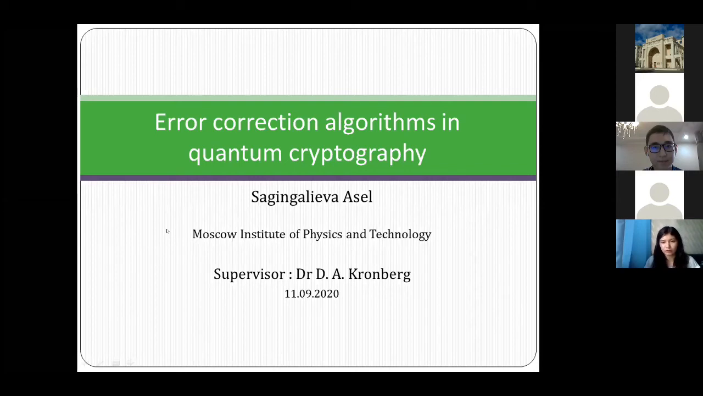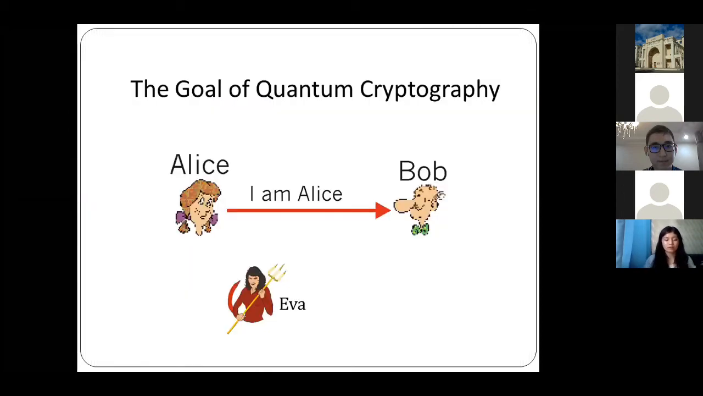Under the strict guidance of my supervisor, Dr. Dmitry Anatolievich Kronberg, we have researched error correction algorithms in quantum cryptography. So let's start. Quantum cryptography provides a solution to the problem of key distribution using the laws of quantum mechanics, which provide secrecy. Information about the key is transmitted through non-orthogonal quantum states.